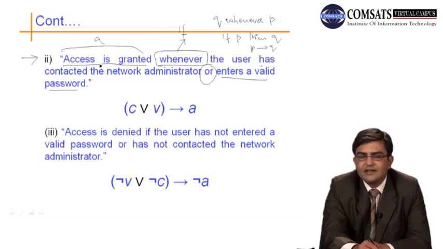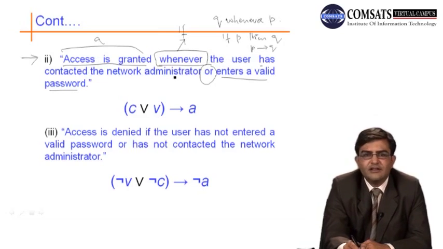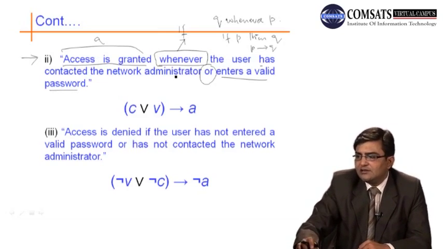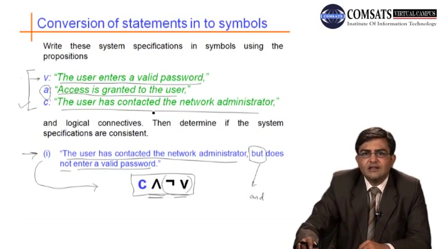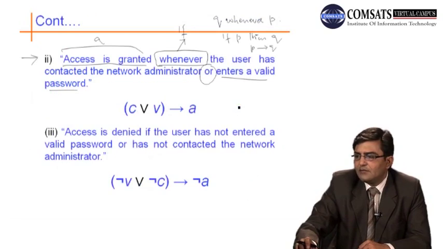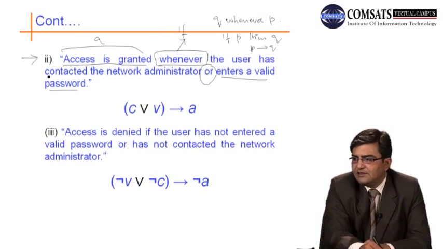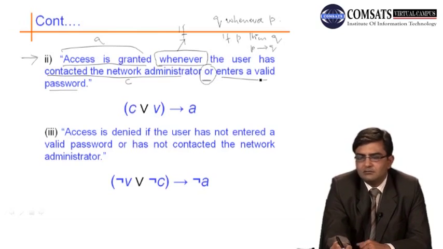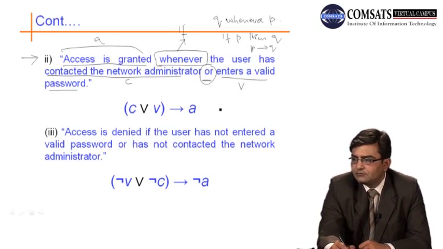The user has contacted the network administrator. We have another statement. What is this? This is basically C. The user has contacted the network administrator. So this statement is basically C. So we have C here, and we have another connective here, or the user enters a valid password. What is this? This is basically V. So we can write this whole statement as A whenever C or V.